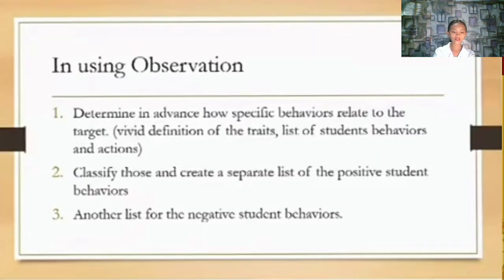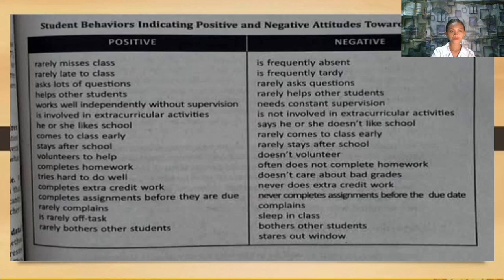Then, in using observation, we have three methods to use. First, determine in advance how specific behaviors relate to the target. Second, classify those and create a separate list of the positive student behaviors. And last, another list for the negative student behaviors. So we have here a table below. We have student behaviors indicating positive and negative attitudes toward learning. As you can see in the table, we have here positive and negative behaviors of the students.